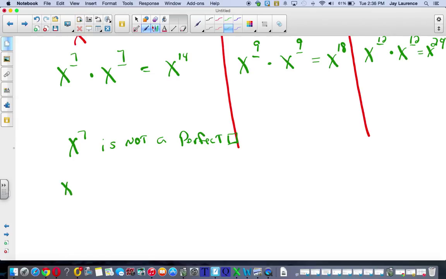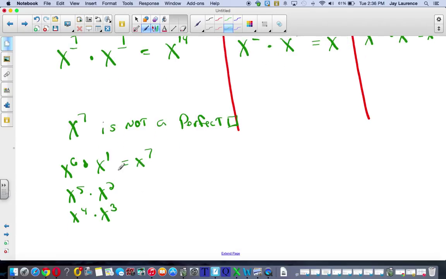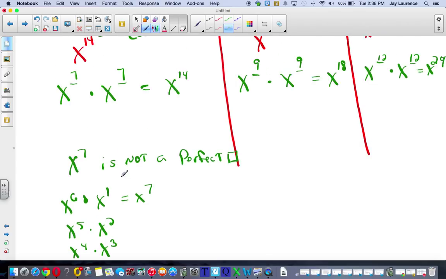So, like if I did x to the 6th times x to the 1st, well, that equals x to the 7th, but they're not the same number. How about x to the 5th times x squared? Nope. X to the 4th times x cubed? I don't have to list anymore because they're just going to repeat and switch places. So x to the 7th isn't a perfect square.